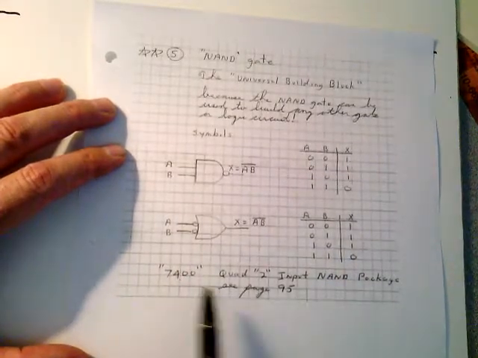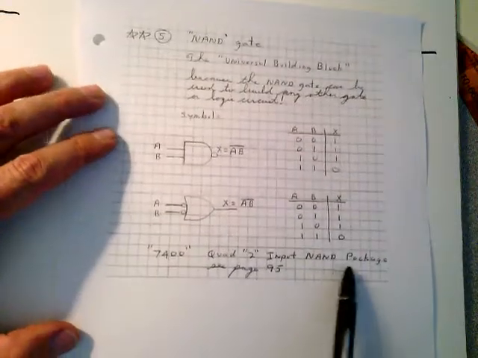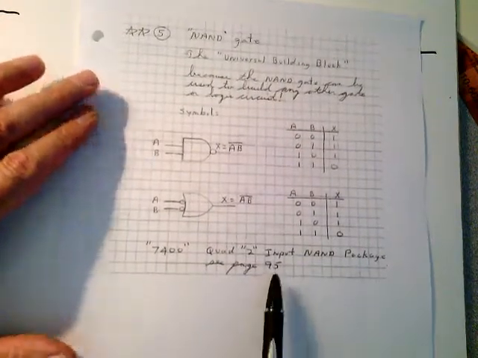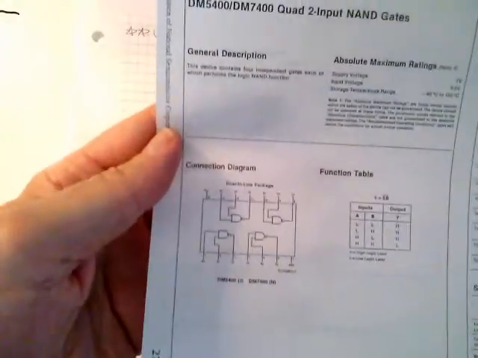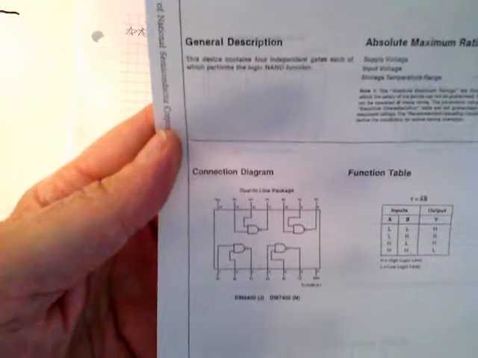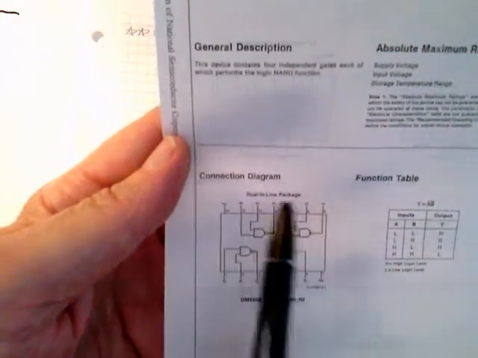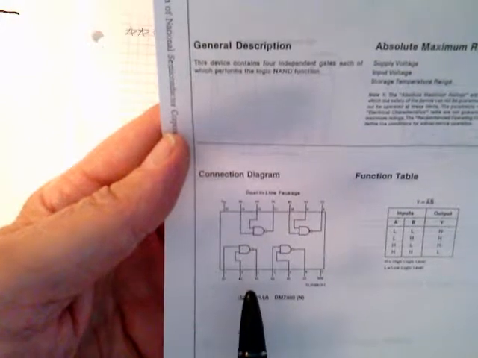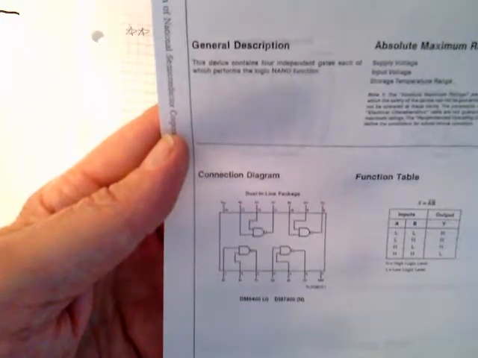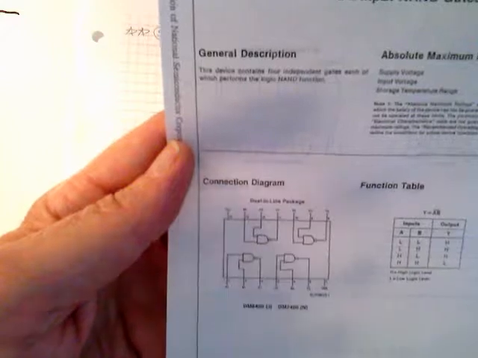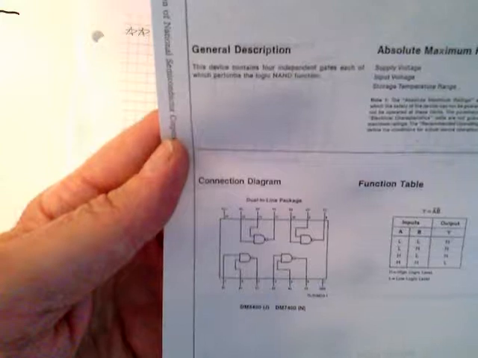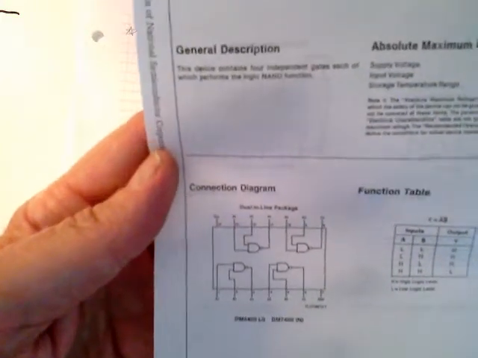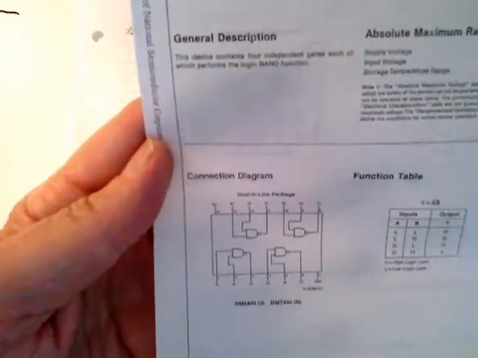It comes in a 7400 quad 2-input NAND gate package. You can see page 95 in your book or in your specifications here. You can take a look at what it looks like here. Similar to the 7402 quad 2-input NOR gate, but the 7400 is a quad 2-input NAND gate. Four of them in the package. You'll be using this in lab a lot. This is on page 273 of your specifications.